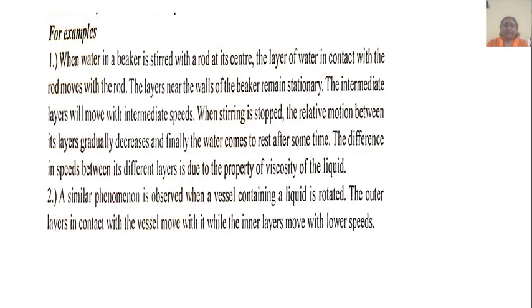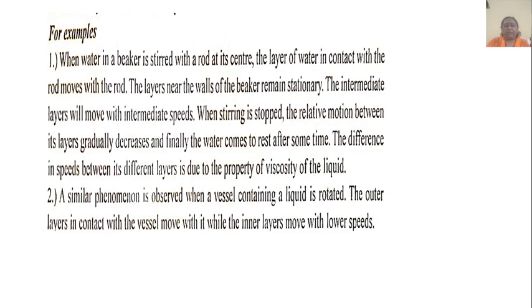Now, examples are: when water in a beaker is stirred with a rod at its center, the layer of water in contact with the rod moves with the rod. The layers near the walls of the beaker remain steady or stationary. The intermediate layer will move with intermediate speed. When stirring is stopped, the relative motion between its layers gradually decreases, and finally the water comes to rest after some time. The difference in speed between its different layers is due to the property of viscosity of the liquid.